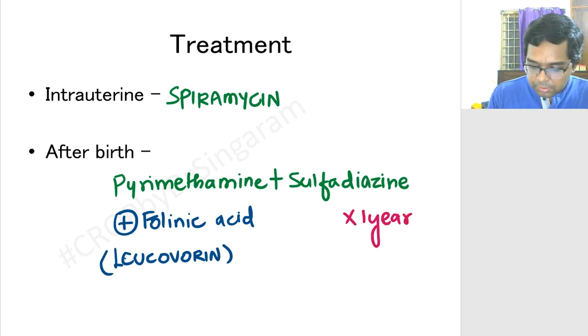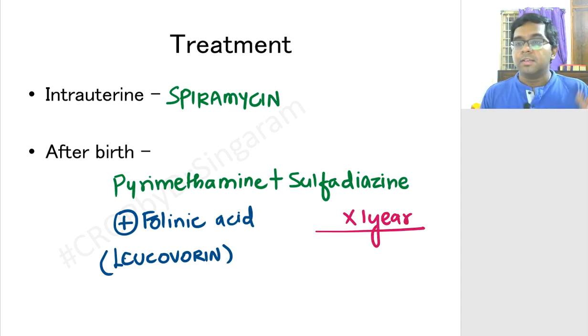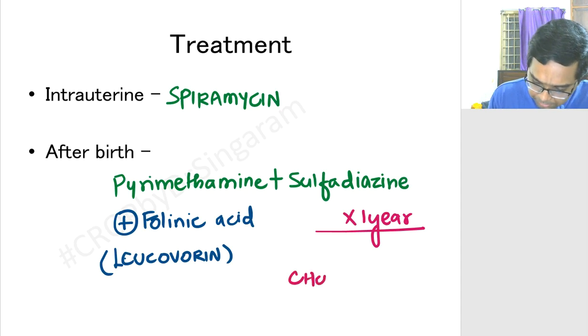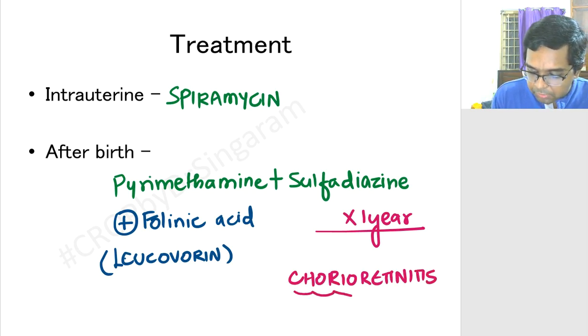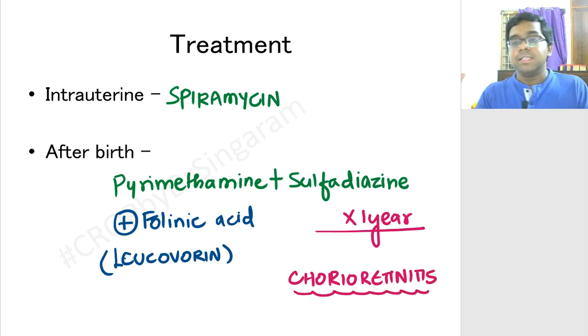What is the reason for this extended duration of treatment for 1 year? Well, again, it is to decrease the incidence of complications. And what complication am I worried about? Here, I am worried about the development of chorioretinitis. And you need to remember that if you give treatment for 1 year, there is a significant decrease in the incidence of this complication.